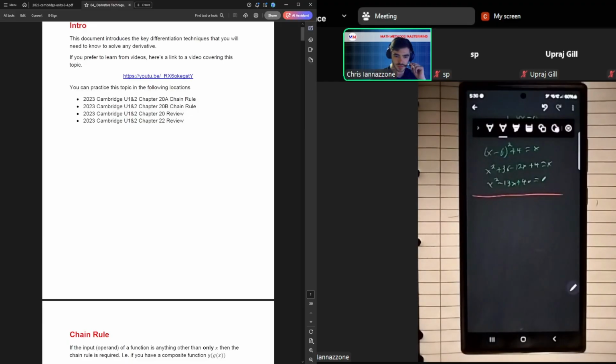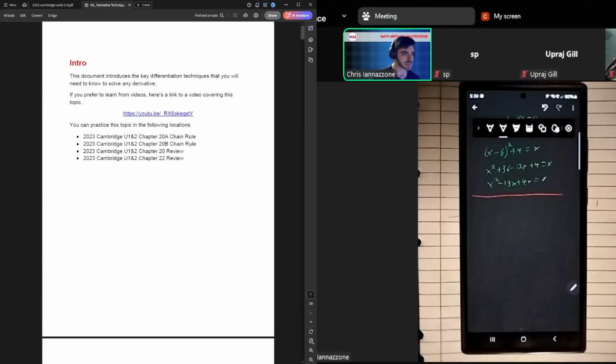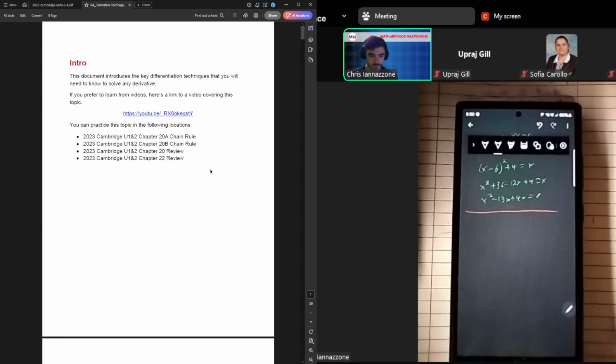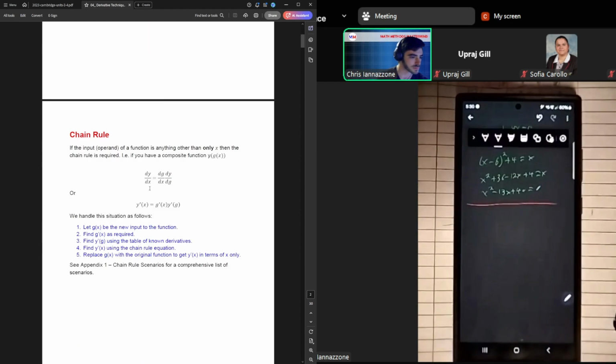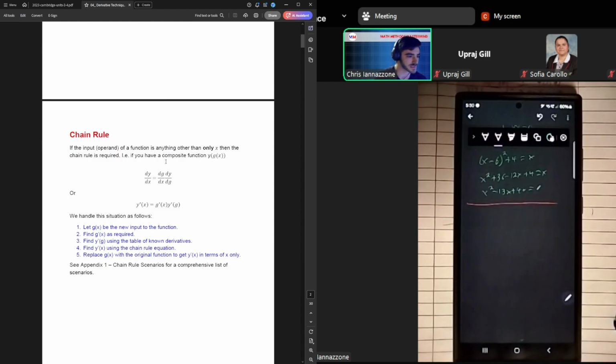Cool, let's begin. This class is going to cover a fairly brief and quick chapter. Essentially, all we're going to be looking at is the chain rule. It's going to be pretty brief because the chain rule is a very quick and easy thing to do.